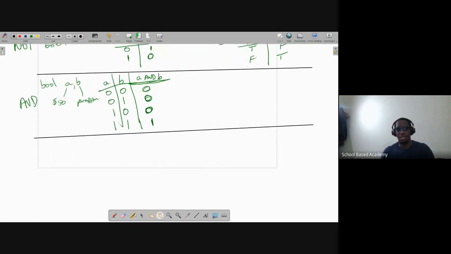This is OR. So we're going to talk about the OR now. We have OR, we have bool, we have A, B. And we say that the rule with OR is that only one has to be true for the entire expression to be true. So we have A or B. And we can say again that we have all possible combinations of A and B together.